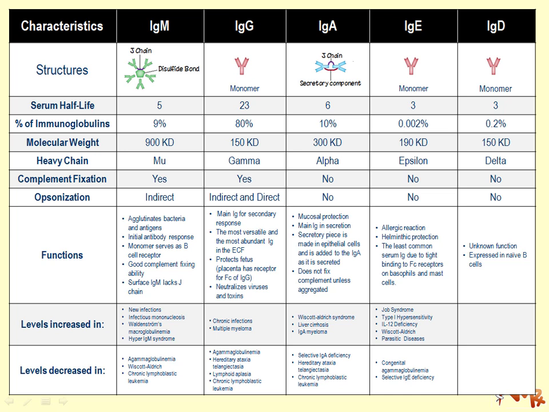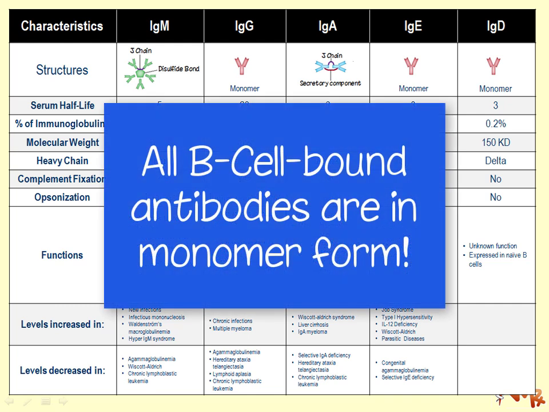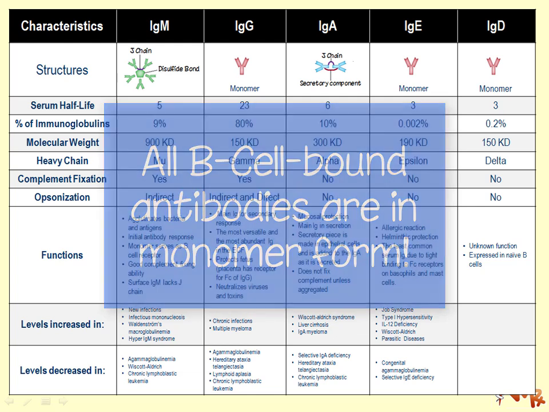Just to know, the IgM, which is secreted from B cells, is a pentamer. However, as you're going to see later, the IgM which is bound to the B cells is a monomer. IgG is a monomer, so are IgE and IgD. IgA, when secreted, is secreted in the form of a dimer. So secretory IgA is a dimer, and the two monomers are joined together by a so-called J-chain. And of course, IgM, the pentamer, also has J-chain.